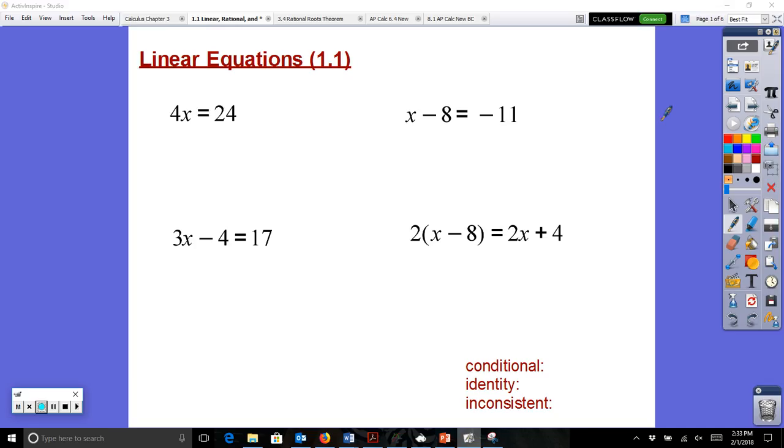In particular, this is the first instructional video for Section 1.1 Linear Equations. So much of this section will be probably pretty familiar to you from your Algebra 1, Algebra 2 days. We'll just start with a little quick review of a few problems here.